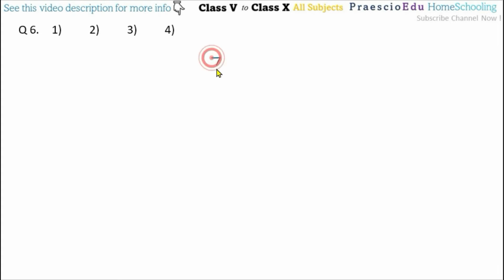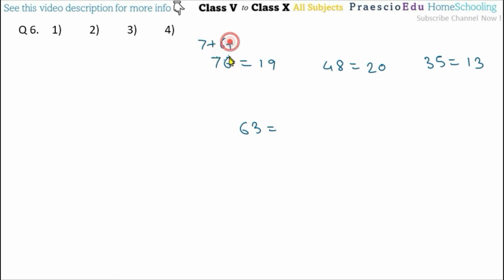In a code language, 76 is equal to 19, then 48 is equal to 20, then 35 is equal to 13. Likewise, find out what 63 is equal to. If you add these two digits, that means 7 plus 6, and again the last digit, the unit place digit, we have to add twice. So this is 2 times, then we are getting 19, which is this number.